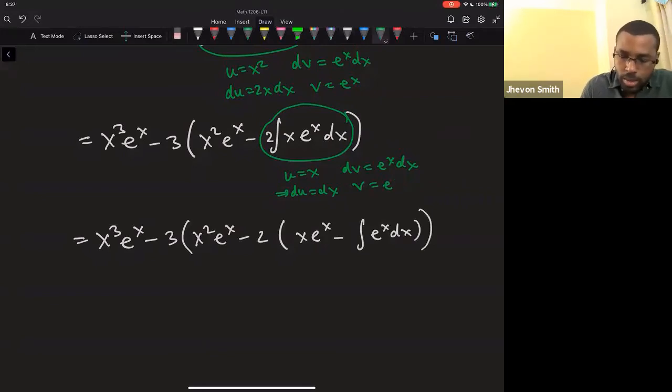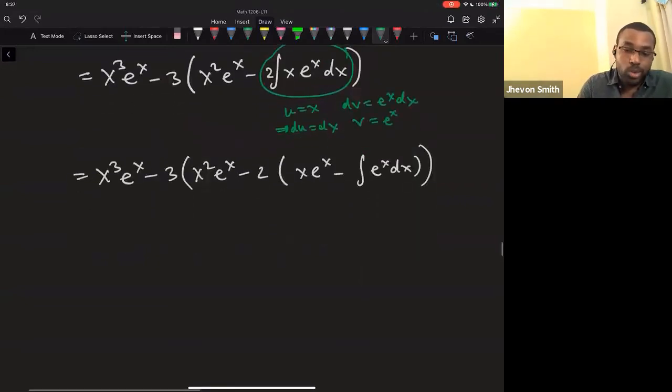I had a friend a long time ago that told me he remembers it by the word VDU. That's how, for whatever reason, he remembers this formula. But however you remember it, I don't particularly care. Just make sure you remember it. But this is now a basic rule. You know how to integrate that. That's just e to the x plus c.